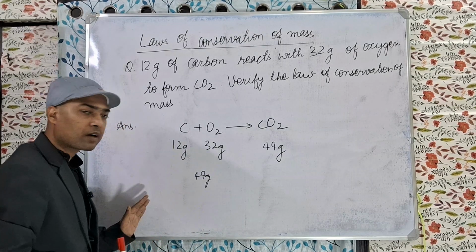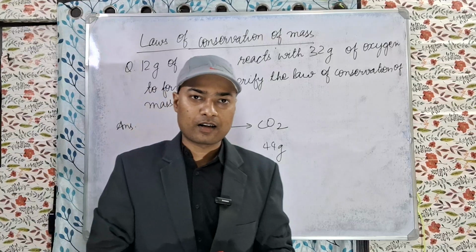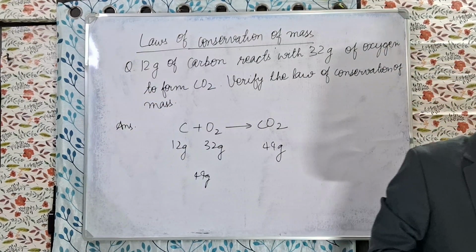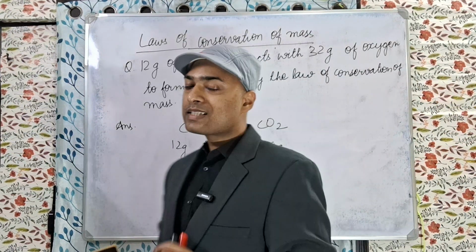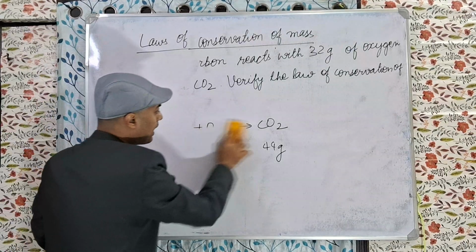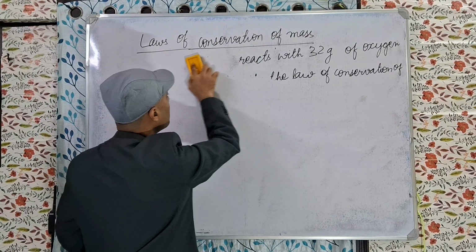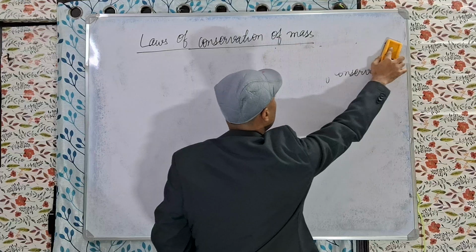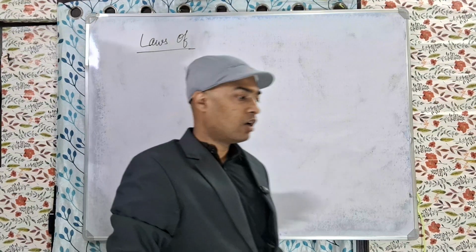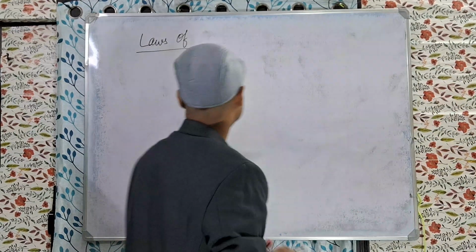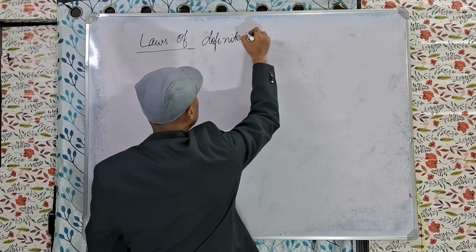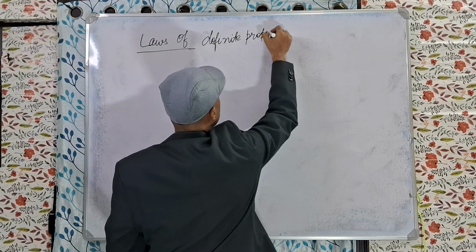Okay, I hope I am clear and you would have got the answer correctly. So this was our first law, that is law of conservation of mass. Now the second law is law of definite proportion. I will erase it and then we will move to our second law, the law of definite proportion. Okay, let us write it down.